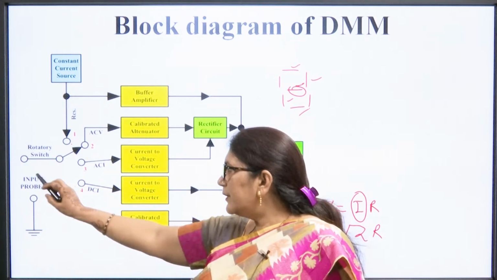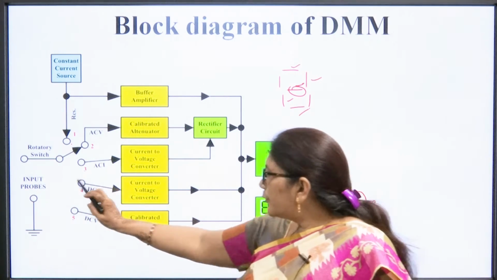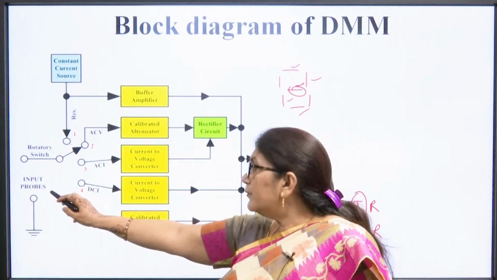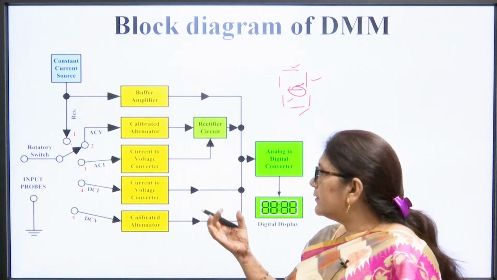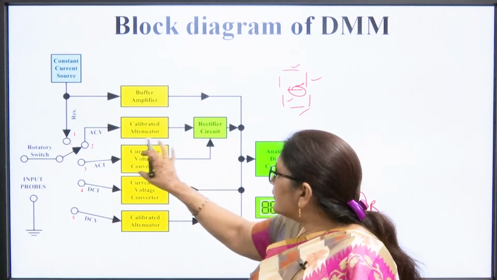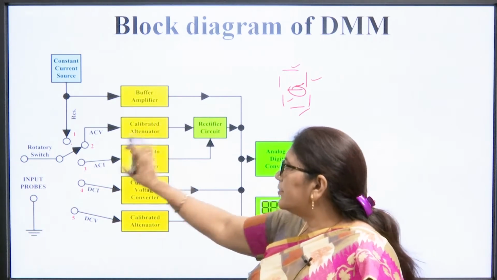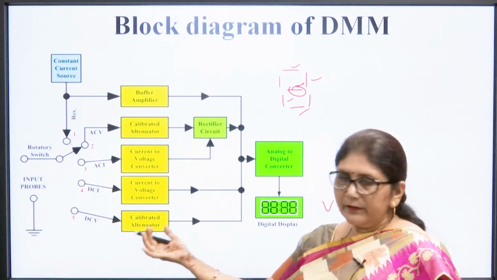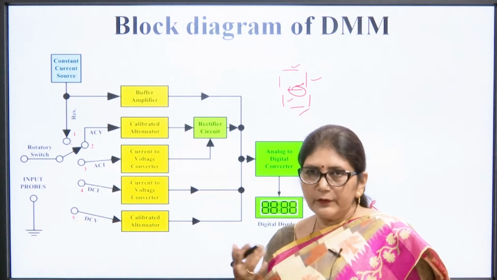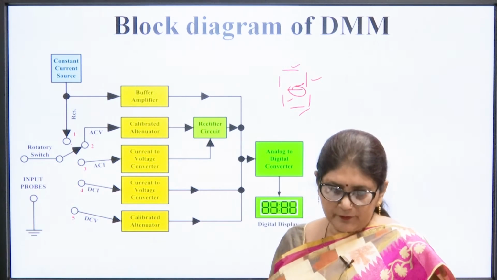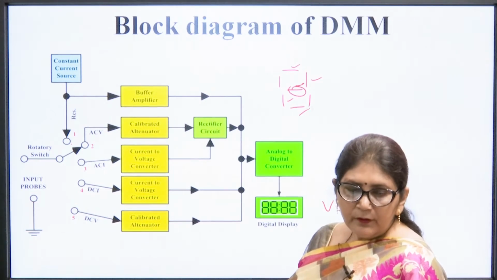Here we need input probes. So, that probe is basically used to convert. Instead of using this attenuator at this position, we can use the attenuator at the input probe also. Then probes are of many types, and we will discuss them in this lecture also.